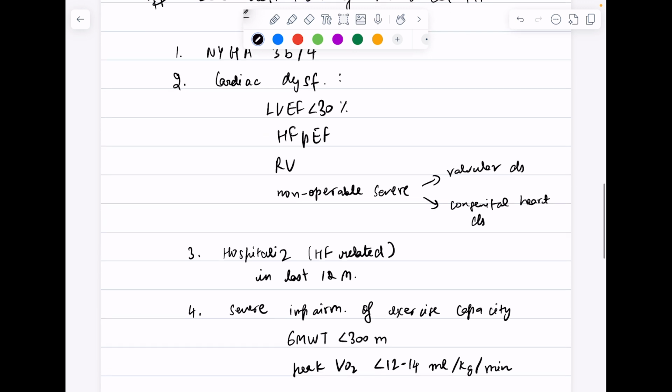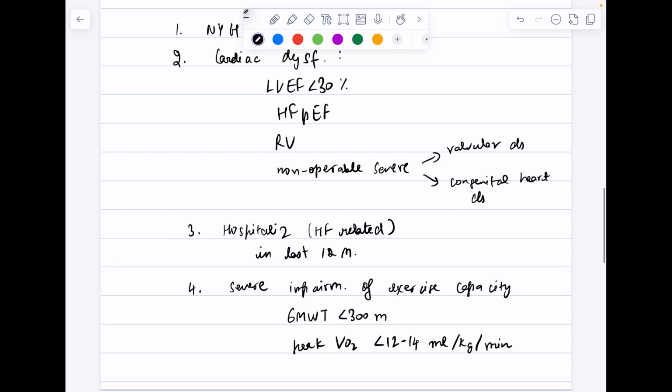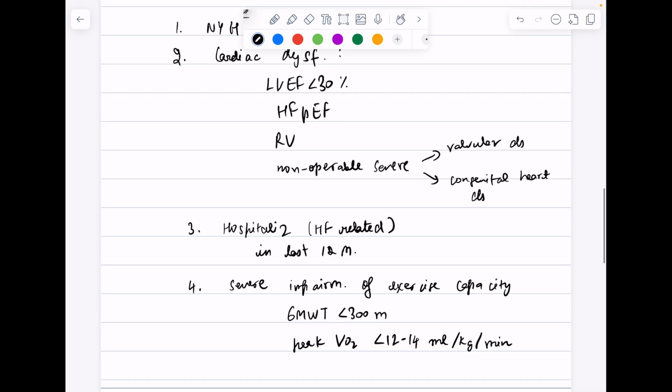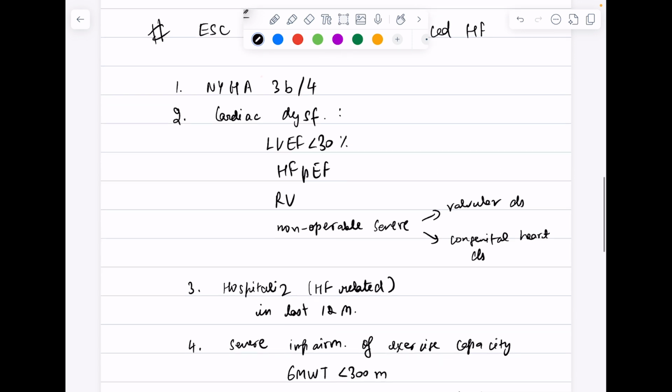I'm going to jump straight to the fourth one first, which is the severe impairment of exercise capacity. So 6-minute walk test less than 300 meters and peak VO2 less than 12 to 14 ml per kg per minute. These two are how the patient feels.